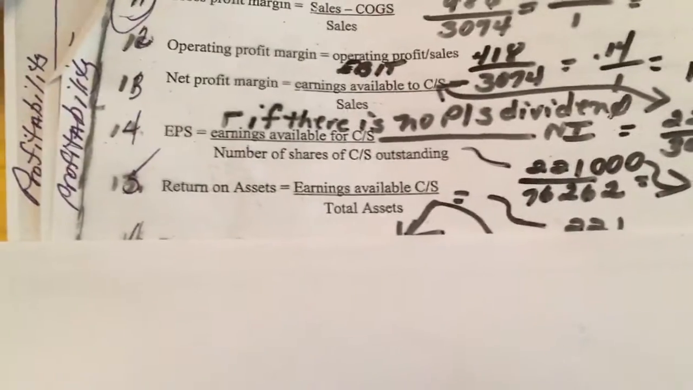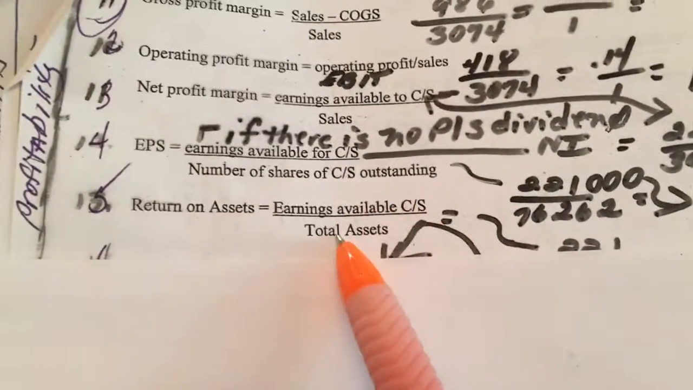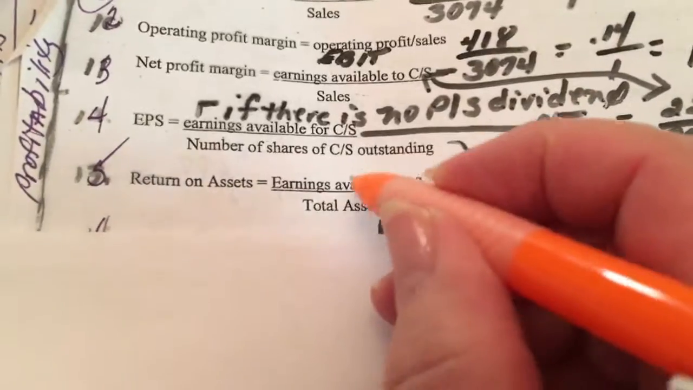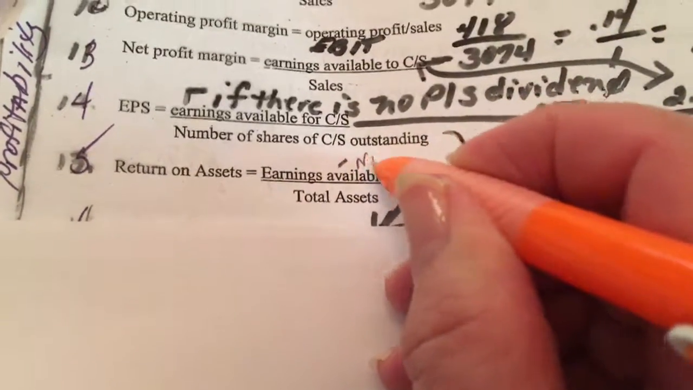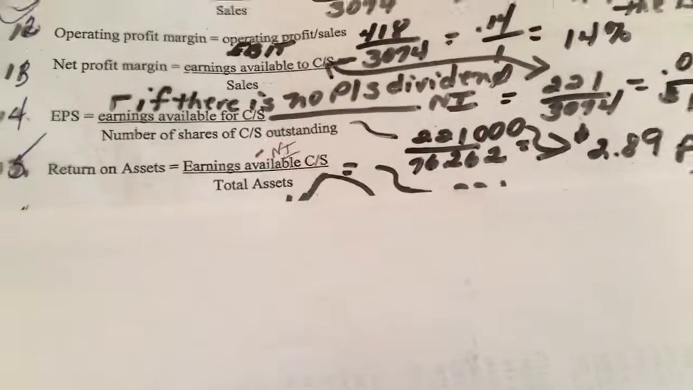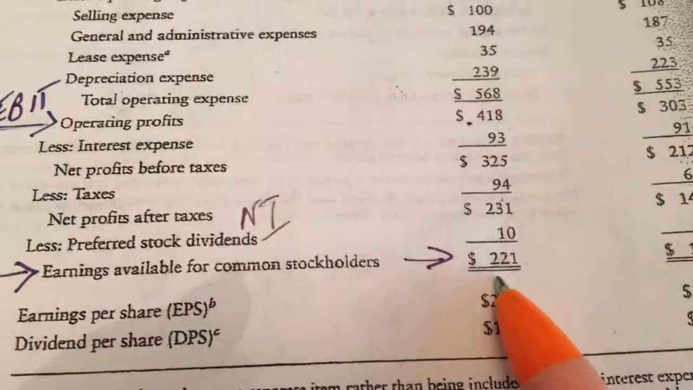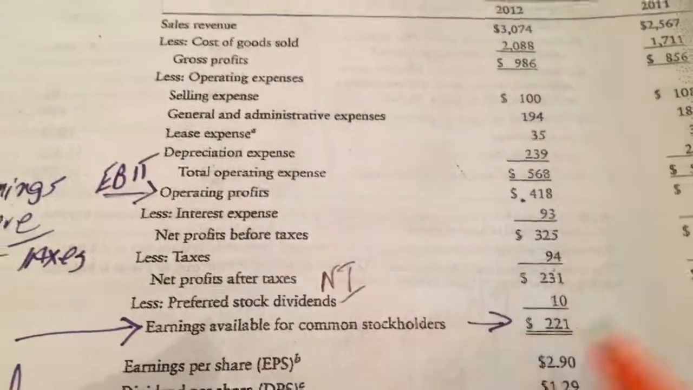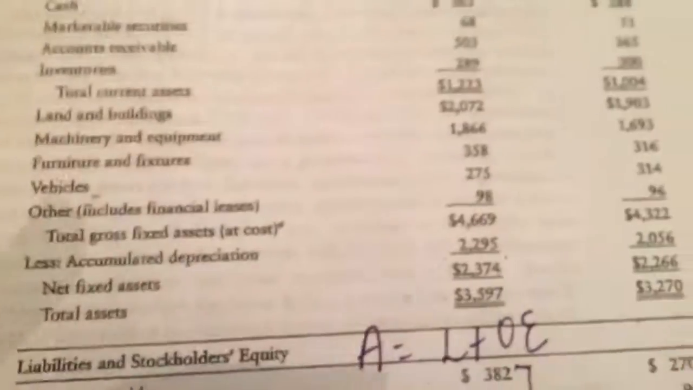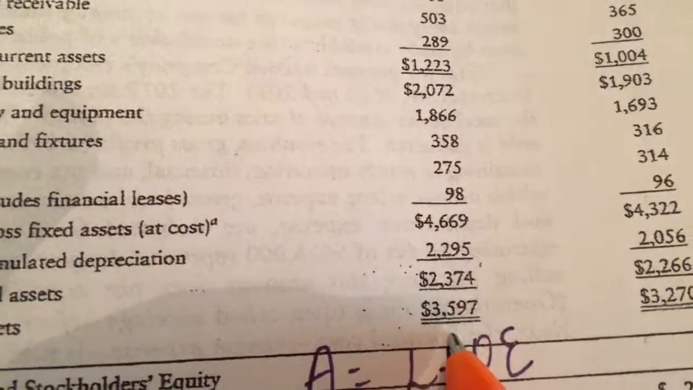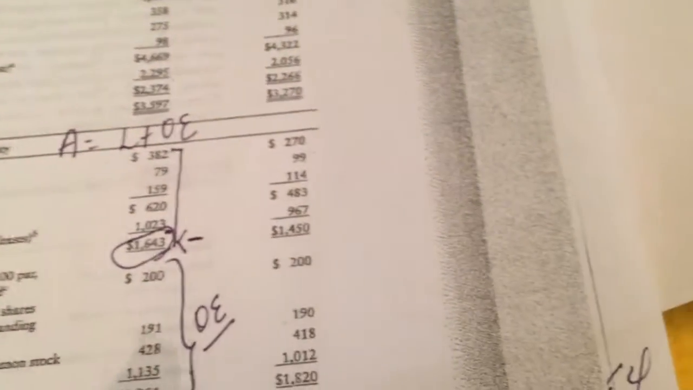We have a return on assets. In other words, for all the assets that we have, what kind of net income, remember this would be net income if you didn't have preferred, what kind of net income have we been generating using the assets that we have? So coming back to the bottom line number here, 221, bottom line, and we want to divide that by our total assets. So go to your balance sheet, total assets, 3597.